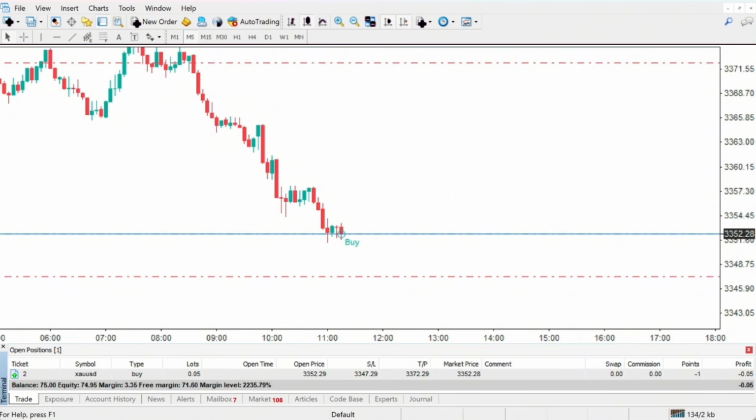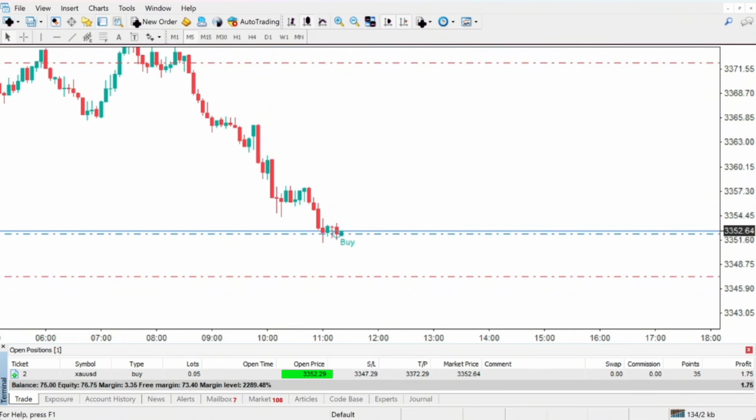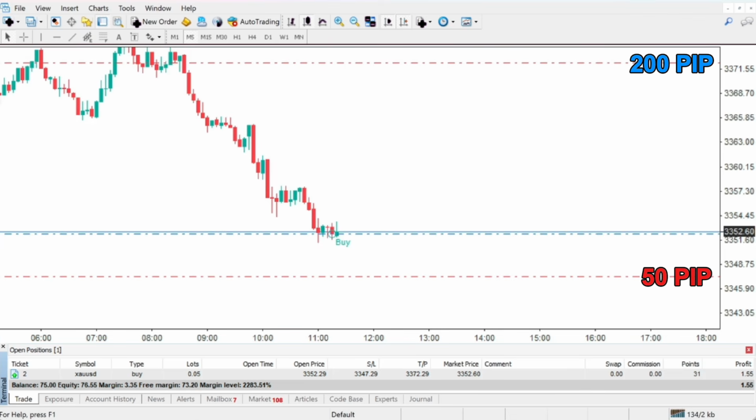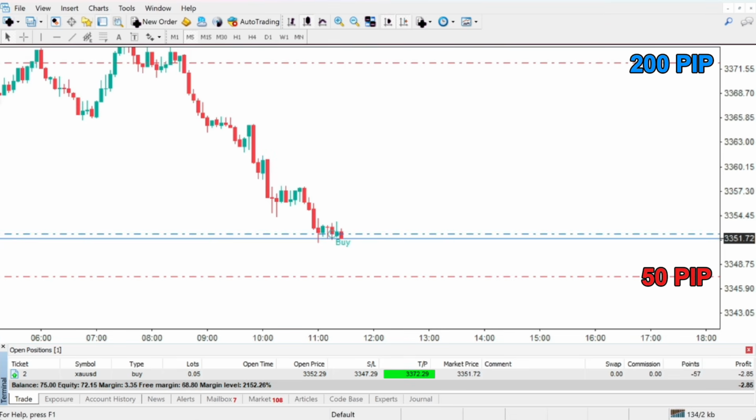I went long at 3352.29 with the stop loss at 3347.29, keeping that consistent 50 pip risk. And for the target, same rule as always, a minimum 200 pips. That put the take profit up at 3372.29. The lot size is still fixed at 0.05 lots.